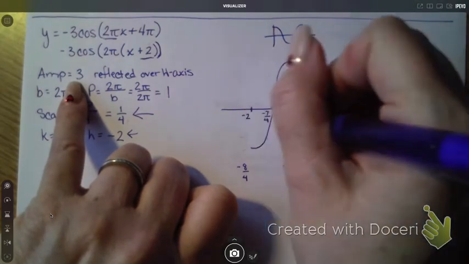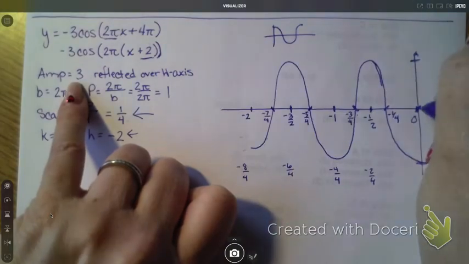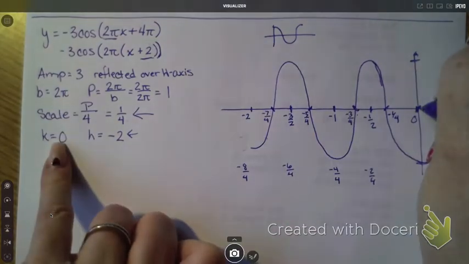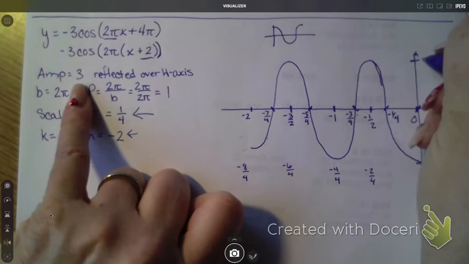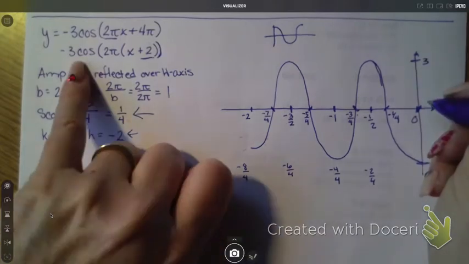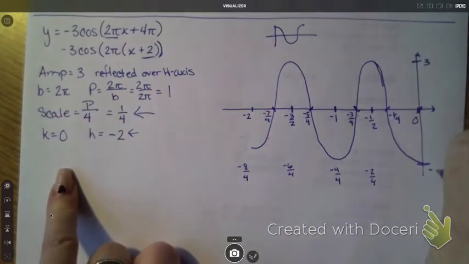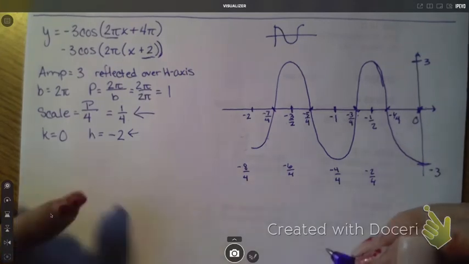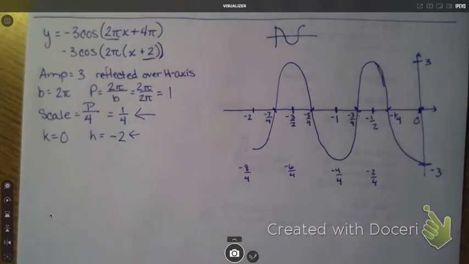3, because you take your axis plus your amp. So my axis is where? 0, because K was 0. So K plus 3 is 3. K minus amp is negative 3. Do you see that? You take your K and you add and subtract your amp. Now again, just read your directions on if you're supposed to do 2 cycles or 1 period. They'll say different things.